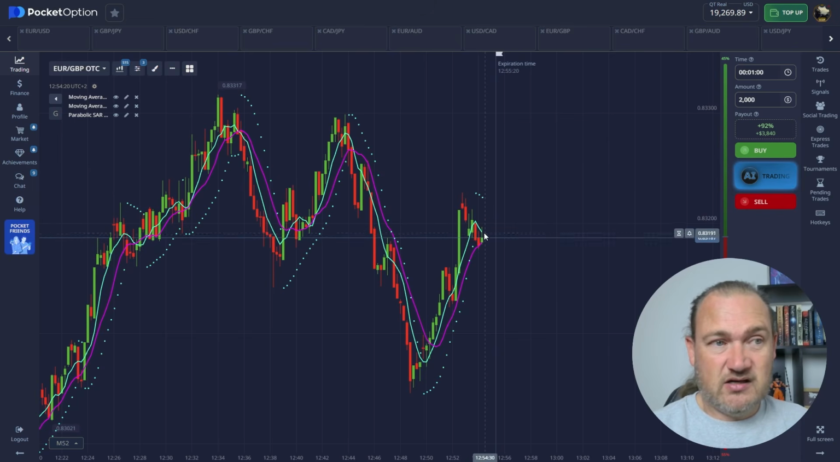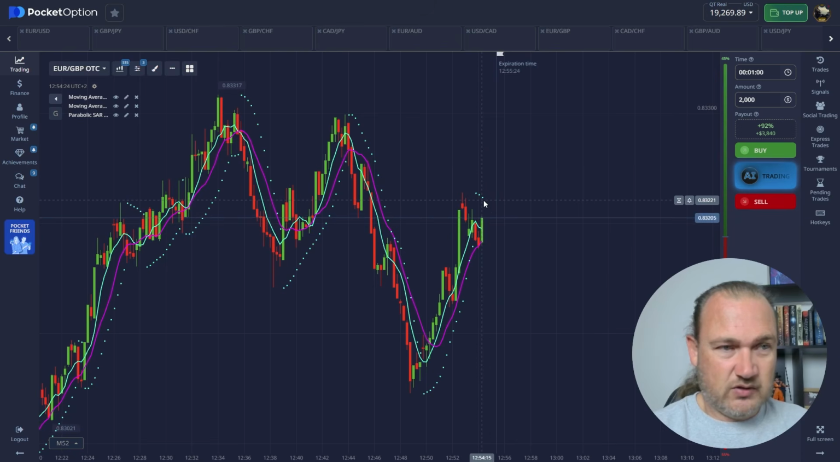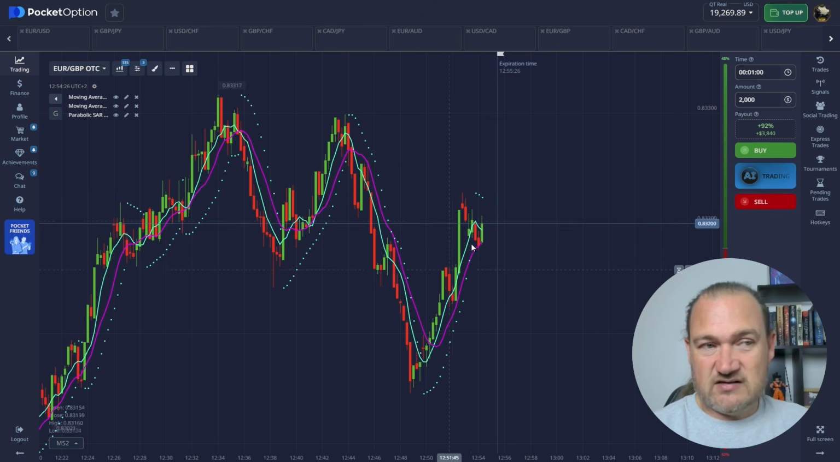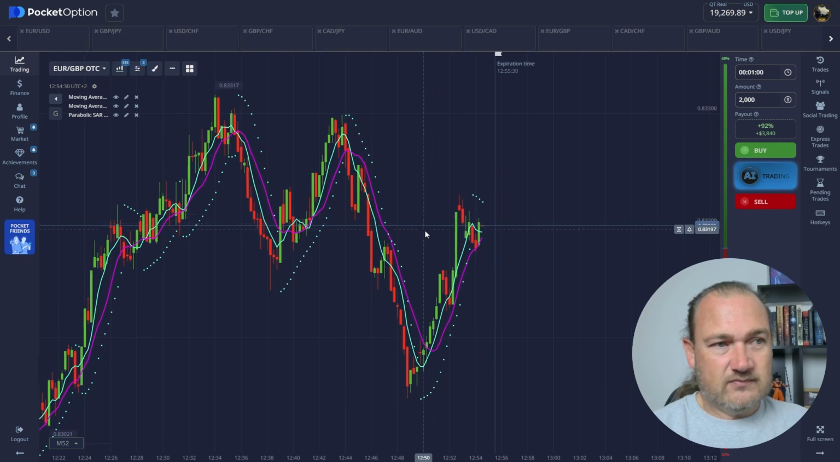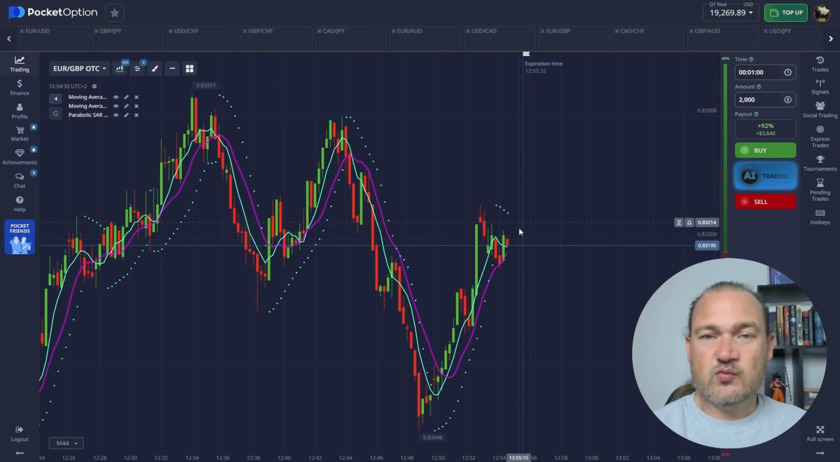We might get an entry here. If we continue and we break the parabolic, that tells us that it's likely just a correction and price will continue upwards. But we have to wait for that to happen.